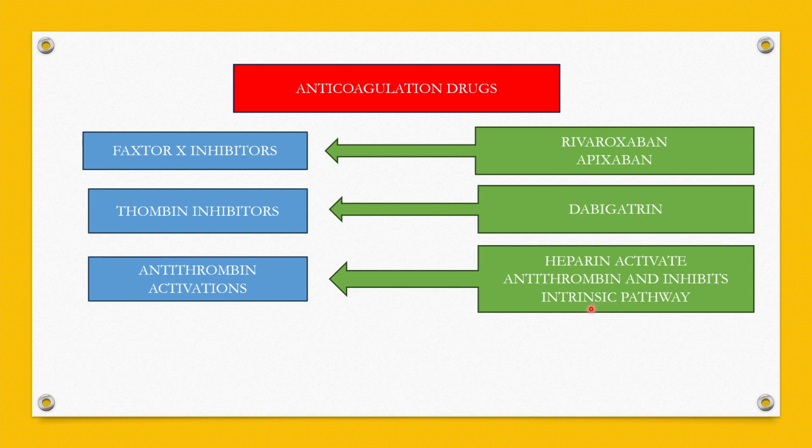Once again, I clarify that high molecular weight heparin inhibits the intrinsic pathway. So, high molecular weight heparin should be monitored with APTT, while the low molecular weight heparin, which is enoxaparin, does not inhibit the intrinsic pathway. It just activates the antithrombin. So, the low molecular weight heparin, enoxaparin, does not require any monitoring.